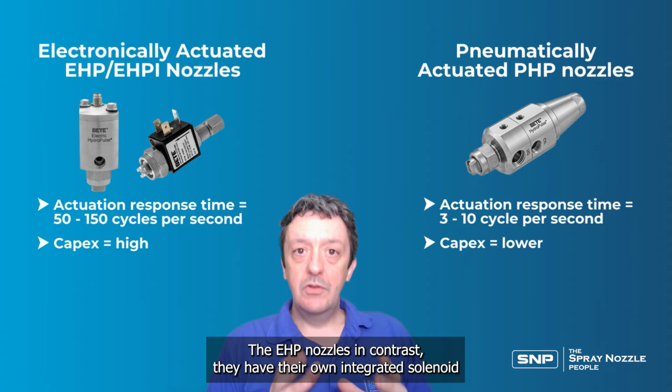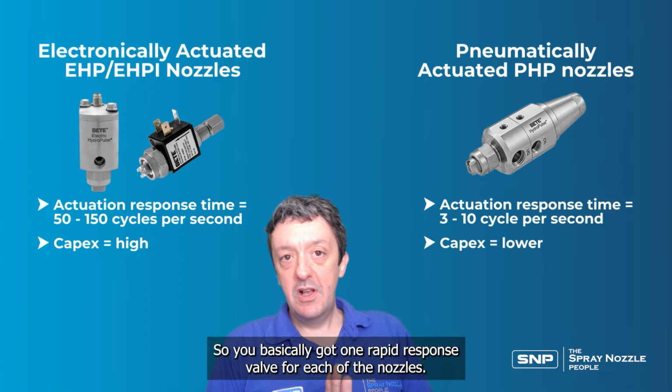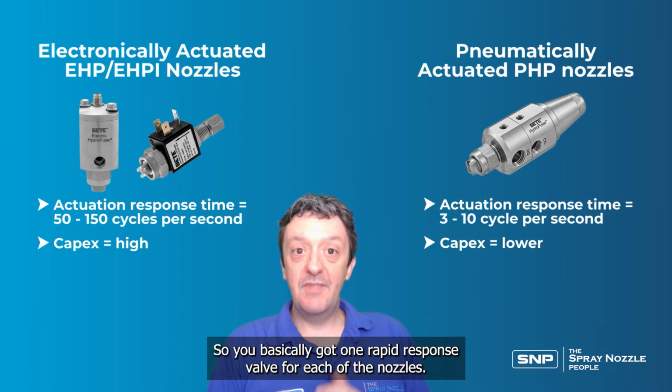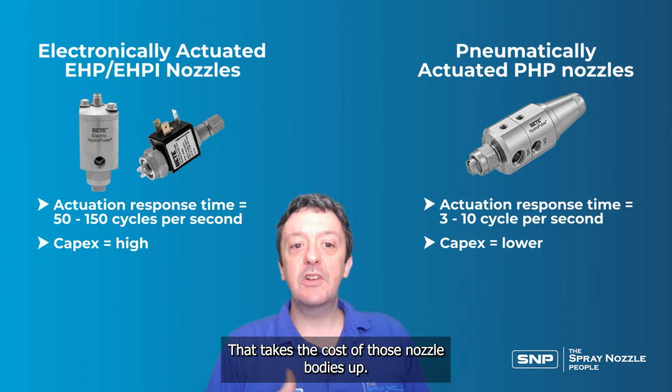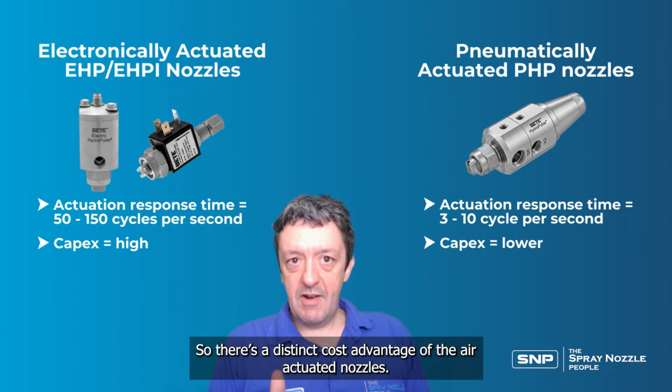The EHP nozzles, in contrast, they have their own integrated solenoid in each of the nozzle bodies. So you've basically got one rapid response valve for each of the nozzles there. That takes the cost of those nozzle bodies up. So there's a distinct cost advantage of the air actuated nozzles.